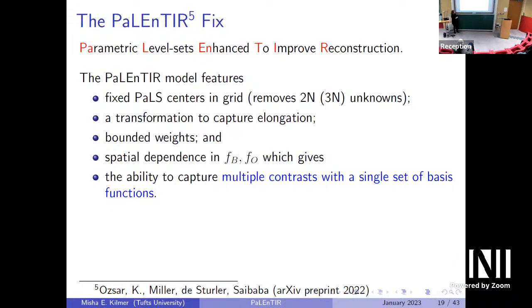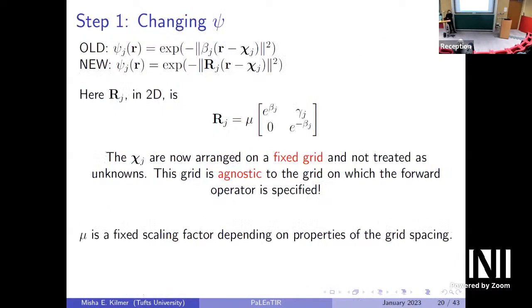And I'll show you that if we add a certain amount of spatial dependence to the background and the object contrast values, we can actually come up with a reconstruction that allows multiple contrast images with a single set of basis functions.